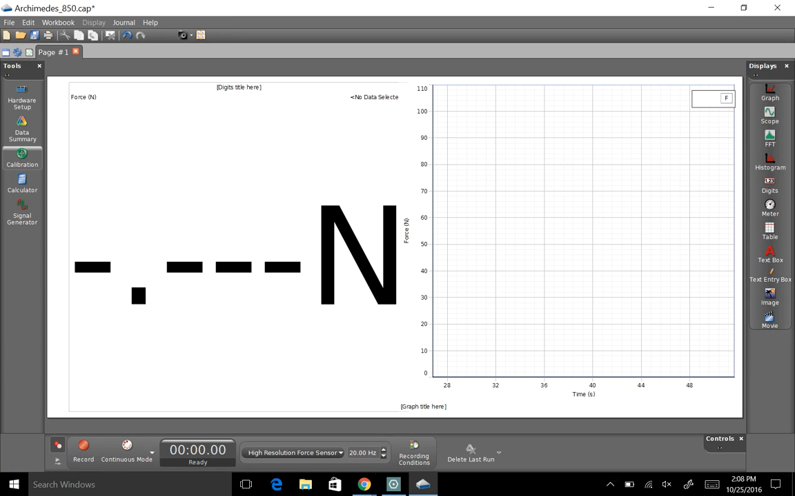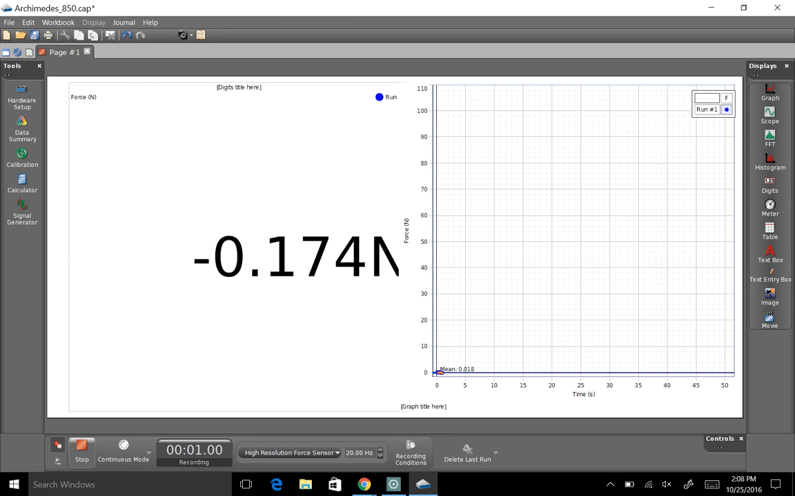So the first thing I'm going to do to start my experiment is I have to make myself a piece of string. I made my string too long, so I doubled it up. Not perfect because we're assuming the string has no mass. If I double it up, I have more mass than my assumed no mass. It's not as ideal. I'm going to go ahead and hit start so it's recording data right now. And then I'm going to come over here.